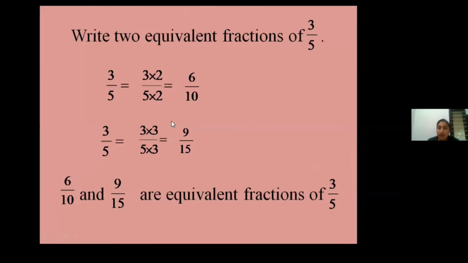For finding equivalent fractions, you can choose any number. Here I am just taking two numbers, 2 and 3. You can take 4 and 5, 6 and 7, 8 and 11, any numbers you can choose. Okay, is it clear?